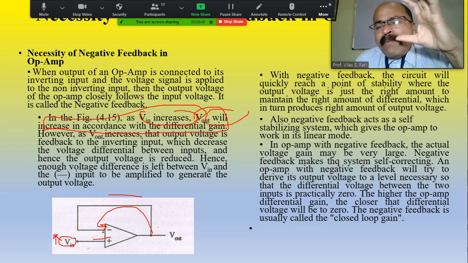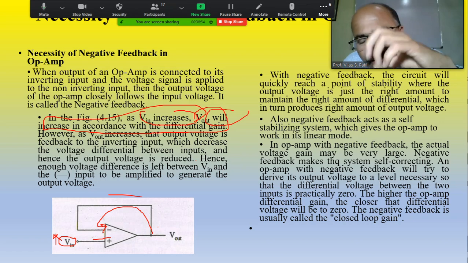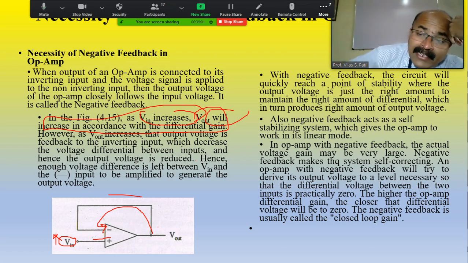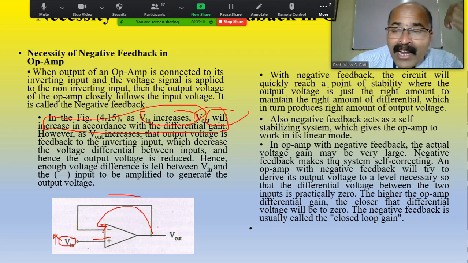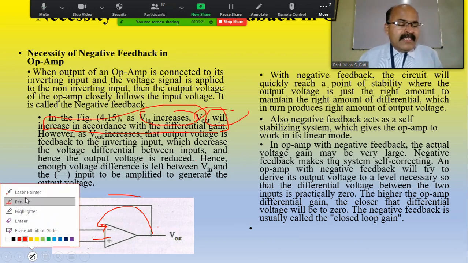In the case of an operational amplifier, what do we amplify? What is the basic characteristic of the differential amplifier? It can amplify the difference in inputs, and here the difference in inputs becomes very small, and hence the amplification also reduces. With negative feedback, next point, I am just taking the laser.